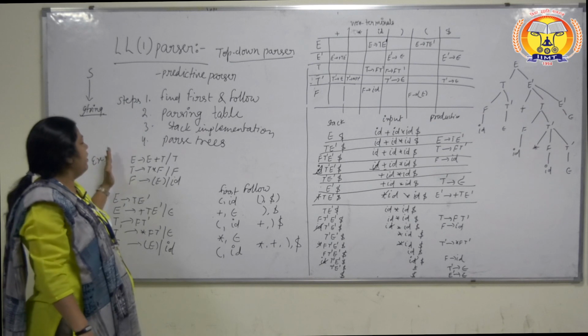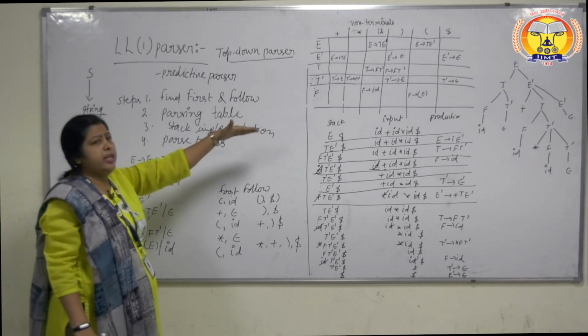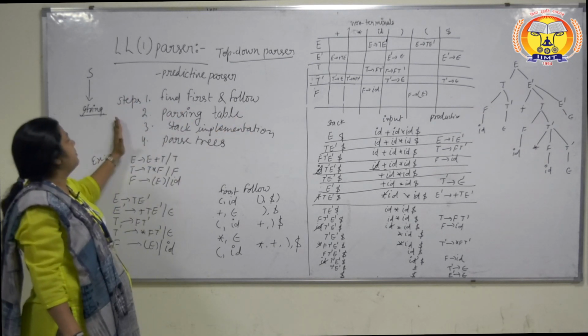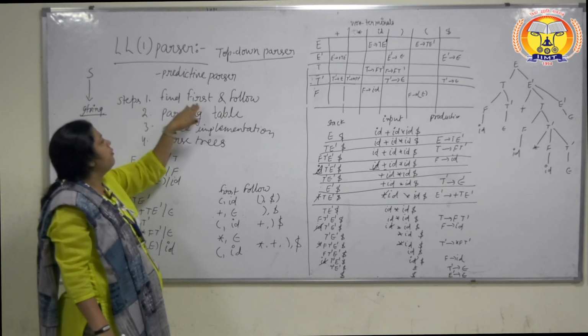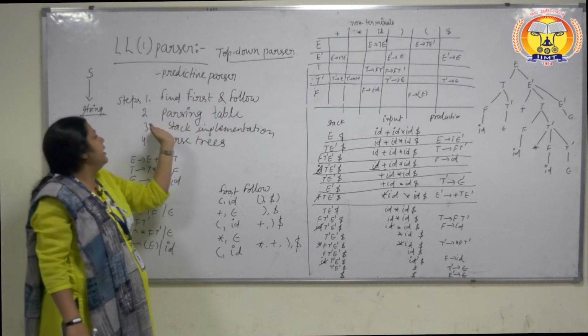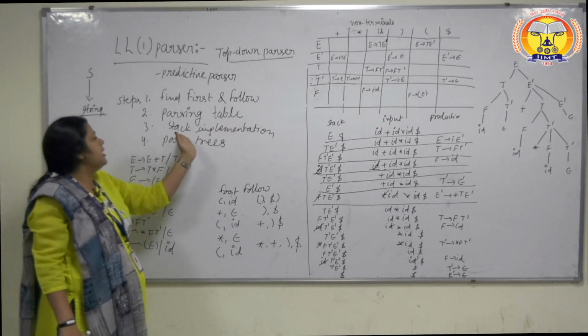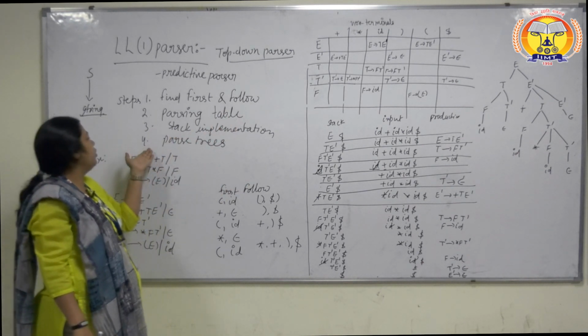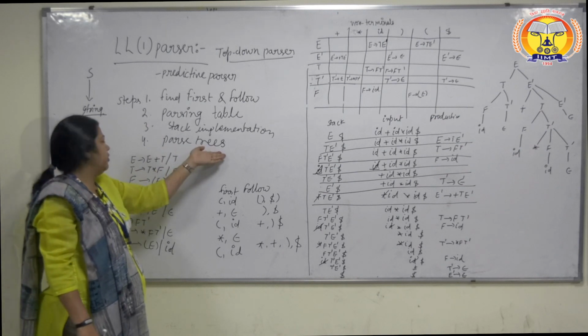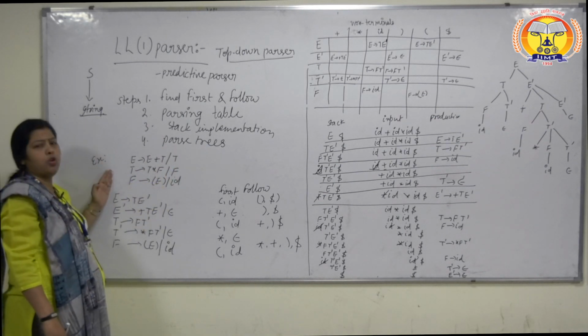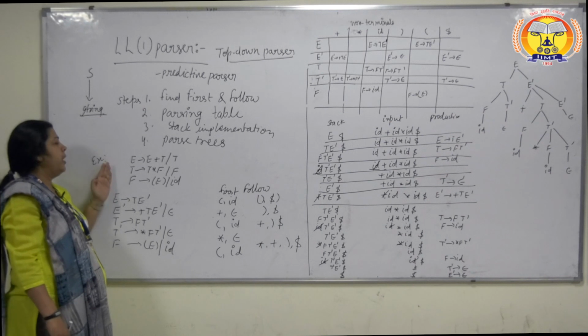For solving the LL1 parser or creating the LL1 parsing table, we have the following steps. First, we find the first and follow; second, create the parsing table; third step is stack implementation; and fourth step is the parse tree. We are taking this example to solve the LL1 parsing table.